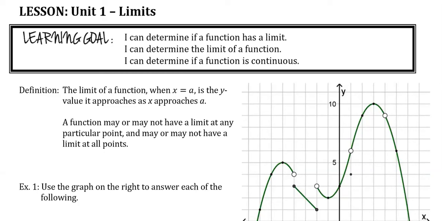You're all madly scrambling to write down that definition. That's good, but I'm going to start talking.